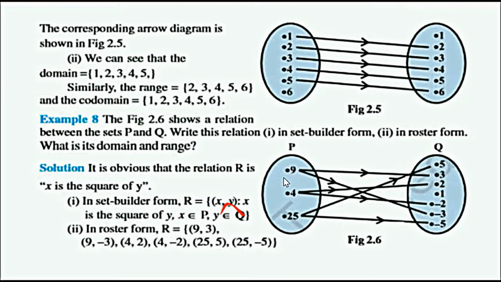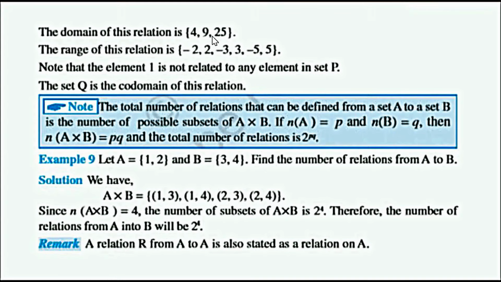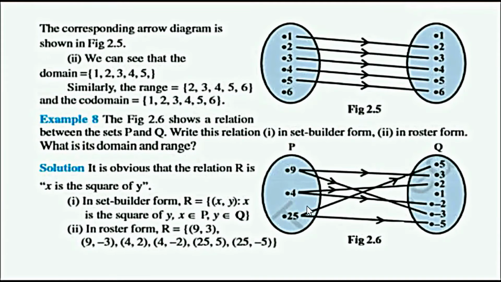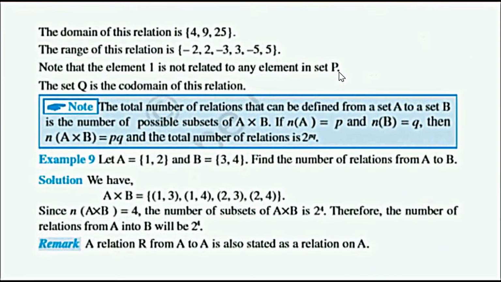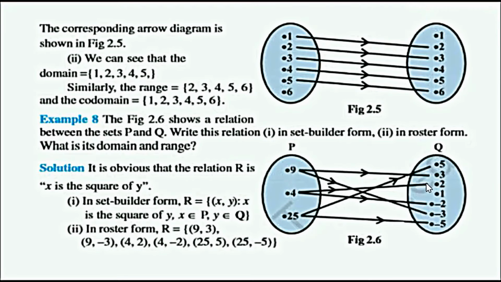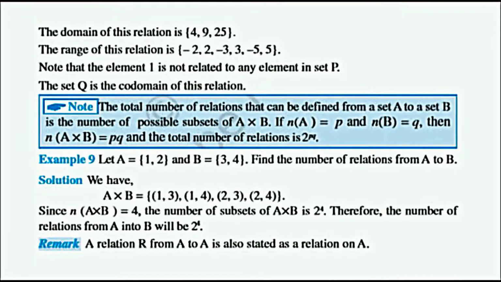In the roster form, we'll write the proper ordered pairs. That will be (9, 3), (9, -3), (4, 2), (4, -2), (25, 5), and (25, -5). The domain is what? In the relationship, 9, 4, and 25 are included. So we say that {9, 4, 25} is the domain. What is the range? See, only 1 is not taken. So 2, 3, 5 and minus 2, minus 3, minus 5 is going to be your range. So this is the domain and range. What about the codomain? The complete set including 1 is the codomain.